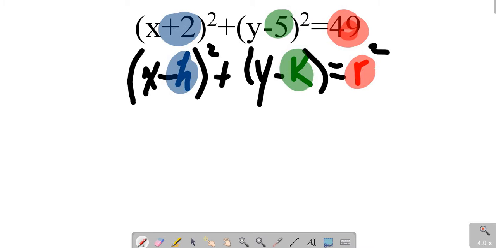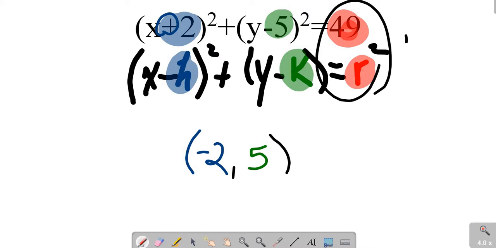Okay, let's check here. Notice the sign swap. So your original h had to have been -2. The sign did not swap. It stayed the same. So original k had to have been +5. And if r squared equals 49, your radius is therefore 7. That is how you pull apart an equation of a circle.